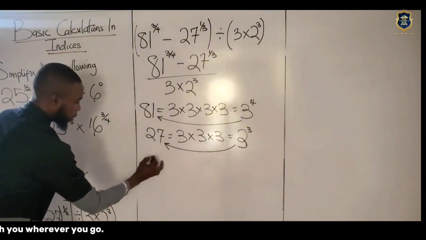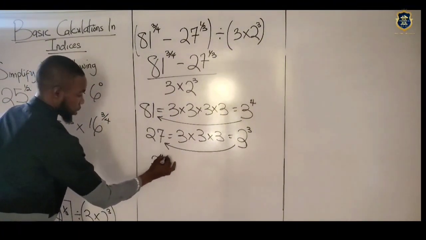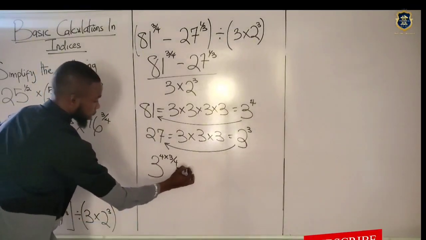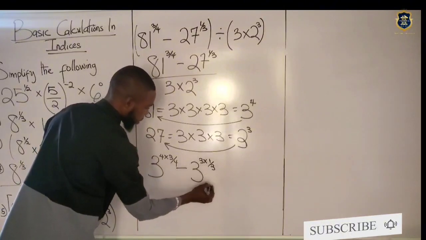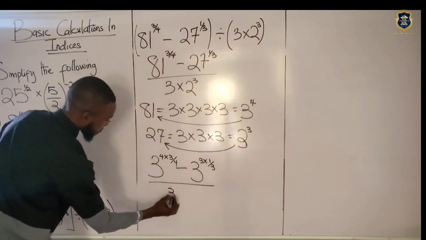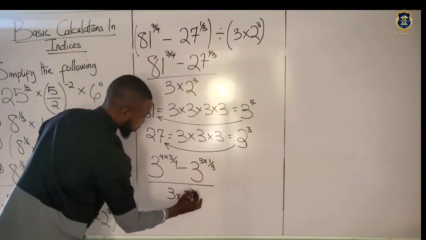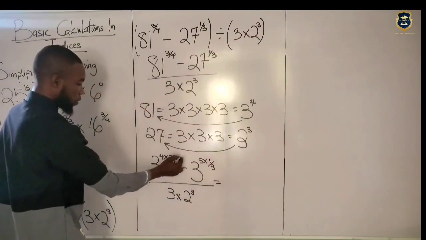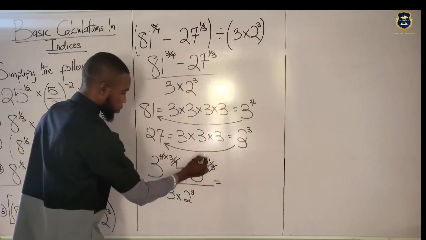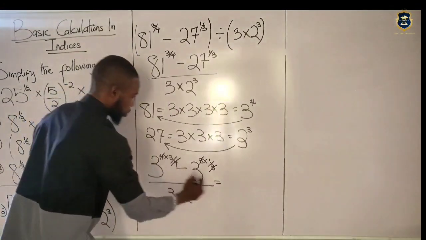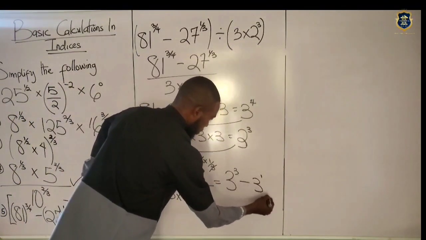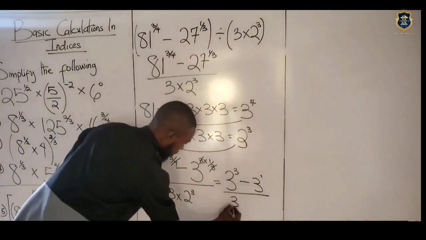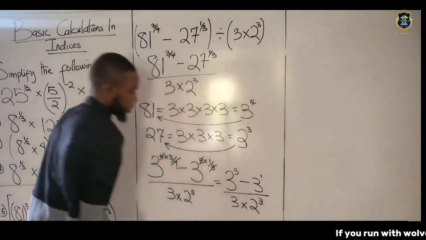What else do we do? By substituting, we have 3 raised to the power of 4 times 3 over 4, right? Minus 3 raised to the power of 3 times 1 over 3, all over what? 3 times 2 raised to the power of 3. By so doing, 4 will take off 4 and 3 will take off 3. We are left with 3 raised to the power of 3 minus 3 raised to the power of 1, all over 3 times 2 raised to the power of 3.